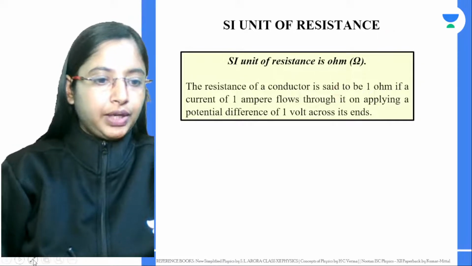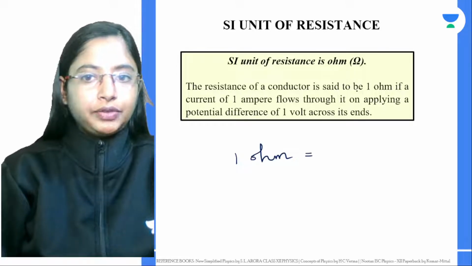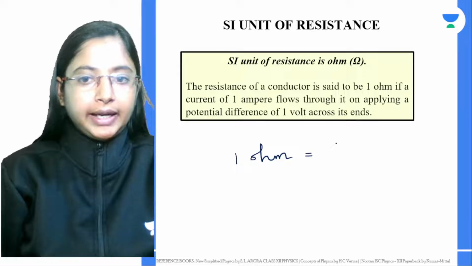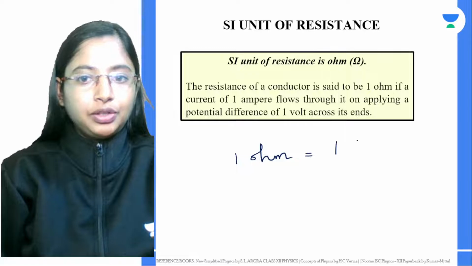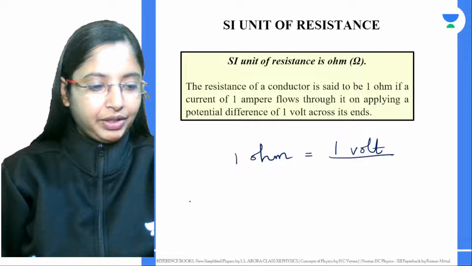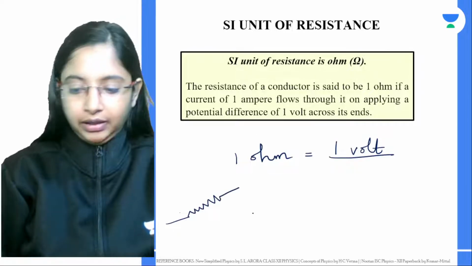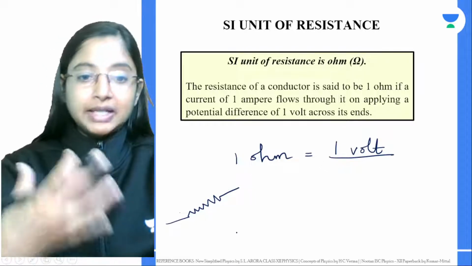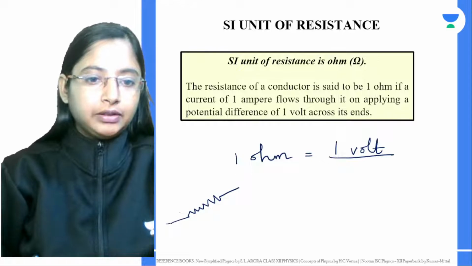For example, 1 ohm. How do you define 1 ohm? It's very simple. The resistance of a conductor is said to be 1 ohm if a current of 1 ampere flows through it on applying a potential difference of 1 volt across its ends. You can take any conductor, any material that has some resistance, which is called a resistor.